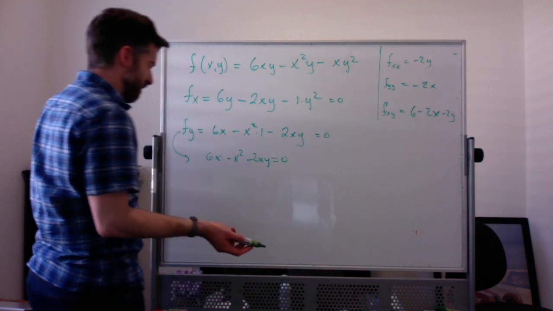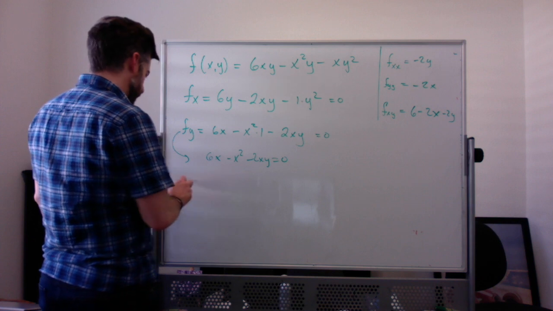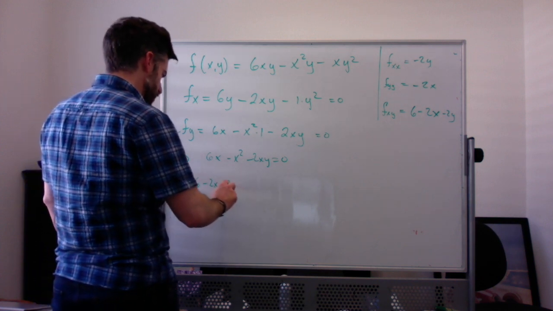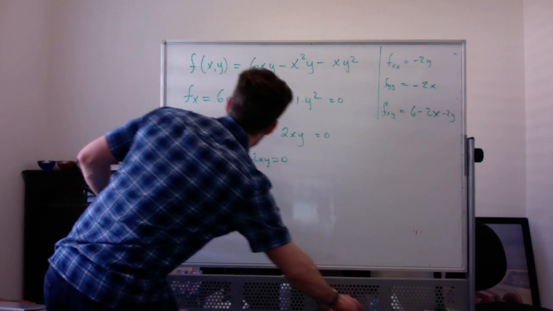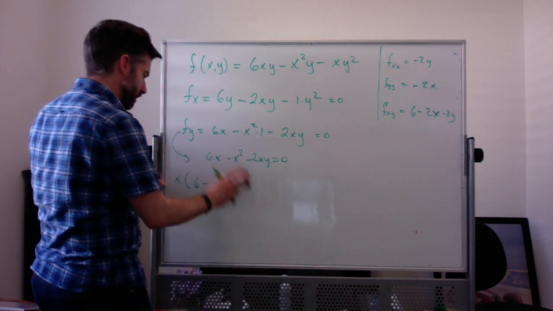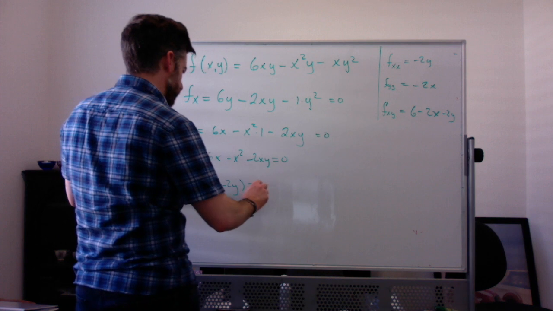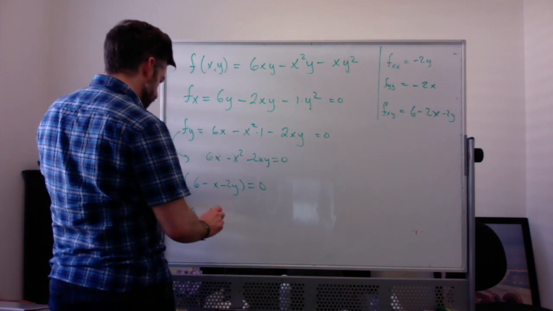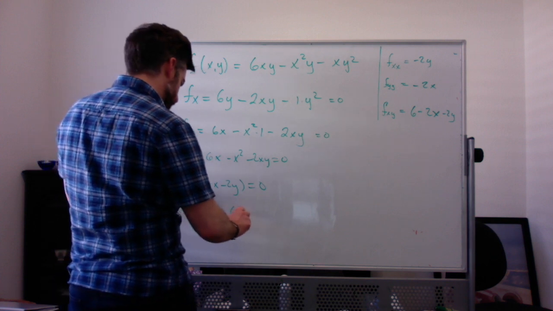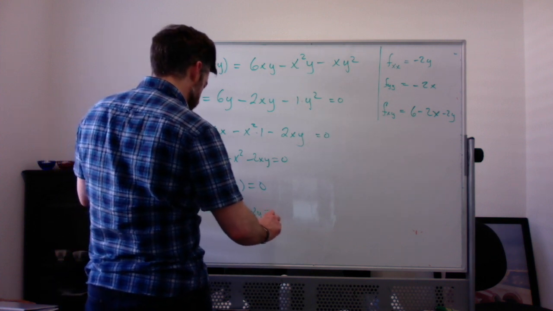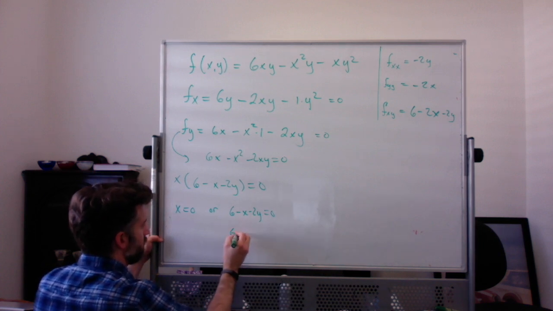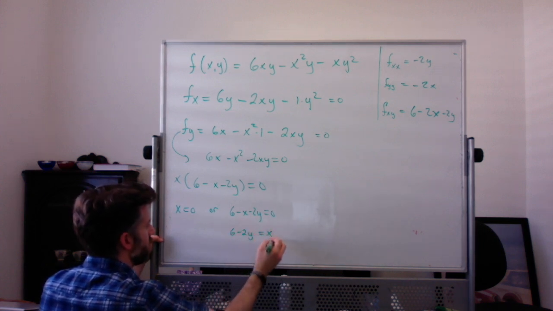And here it makes sense to factor out. So I've got x times 6 minus 2x minus 2y. Sorry, not 2x. That's just minus x. I'm factoring out x equal to 0. So I've either got x equal to 0 or 6 minus x minus 2y equal to 0. Which is easiest if we say, well, that's going to turn into 6 minus 2y equal to x.